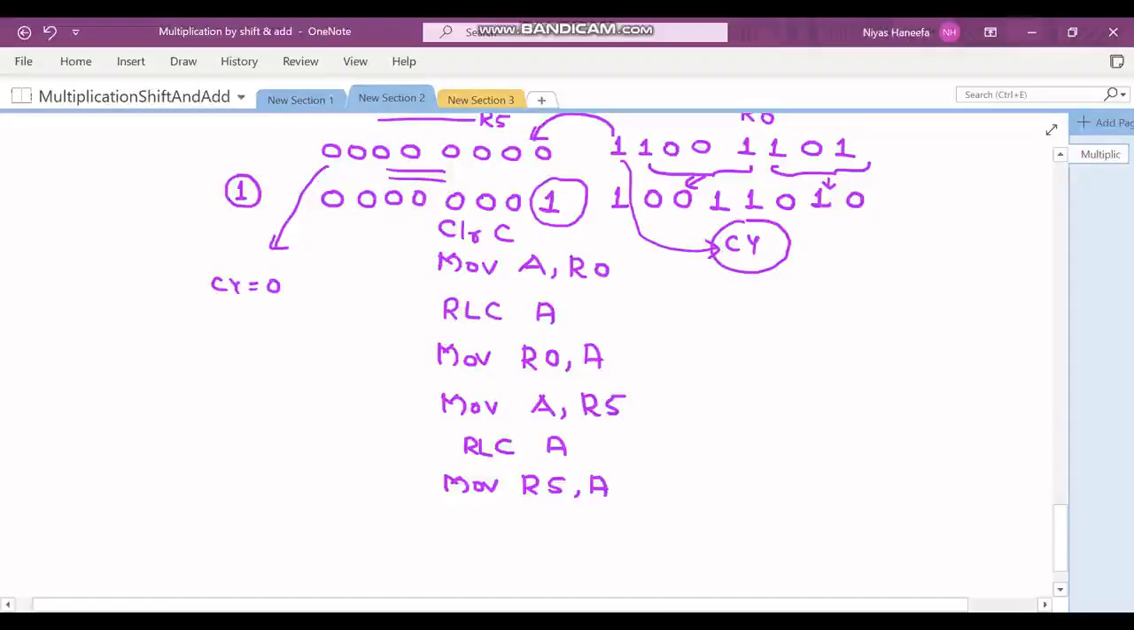So in effect, what we have achieved is we have moved this leftmost one bit, which was in a separate register, to the next higher register, the higher bit of the register R5. So we have moved it. That is what we have achieved here. So this operation corresponds to shifting the multiplicand one bit to the left.